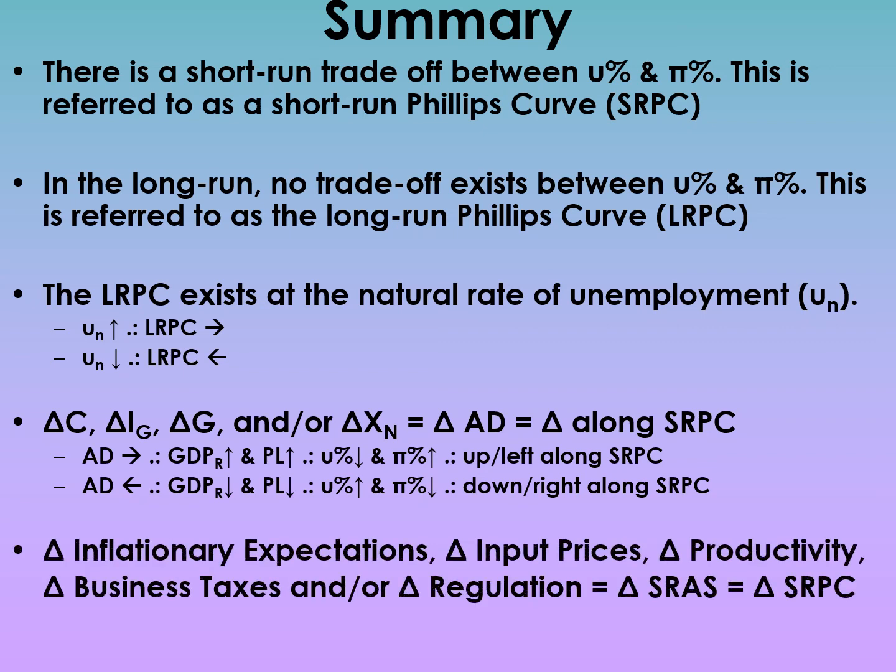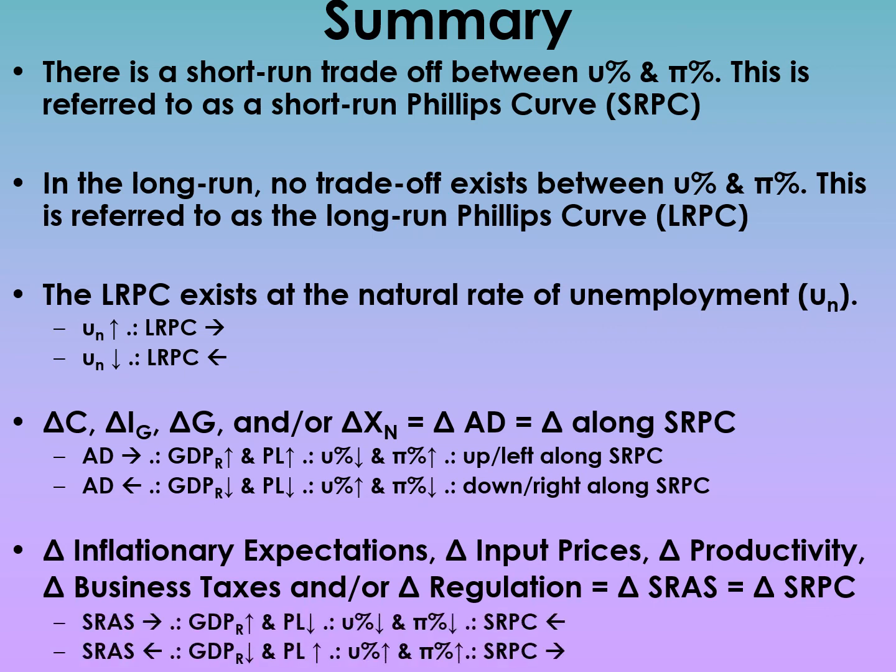Now, changes to inflationary expectations or input prices or productivity or business taxes or regulation, that's going to cause a change to our short-run aggregate supply, and therefore it's going to change our short-run Phillips curve. It's going to cause it to shift either left or right. Remember, it's always going to shift in the opposite direction as the SRAS. So if it's something that makes the SRAS move right, put your short-run Phillips curve left. If it's something that makes your SRAS move left, the short-run Phillips curve is going to go to the right, okay? Pretty simple stuff right there.